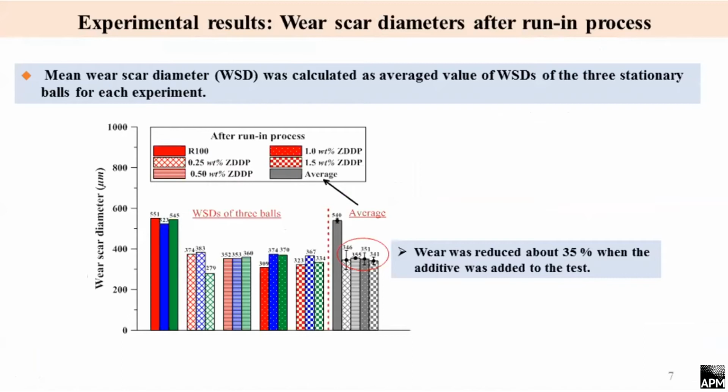After the running process, we measure the wear scar diameter on the 3 fixed balls, and we take the mean value of this wear scar. And you can see here when ZDDP additive was added into the test, the wear scar was reduced by about 35%.